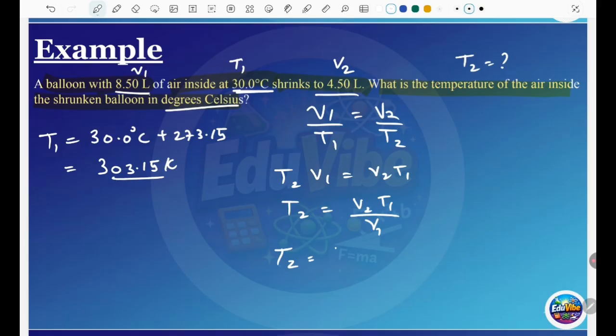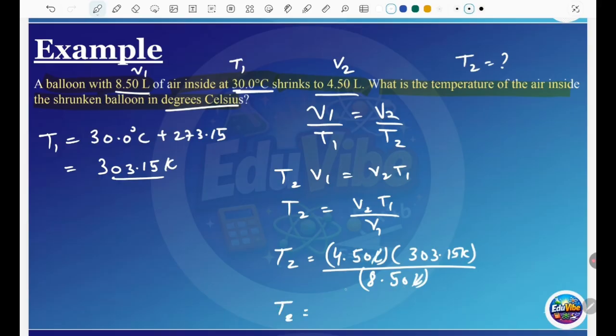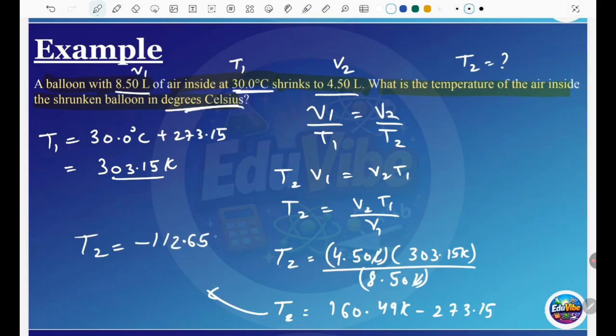V2 is 4.50 liters, T1 is 303.15 Kelvin, and V1 is 8.50 liters. The liters cancel out. You get T2 about 160.49 Kelvin, but now you want this in Celsius, as they mentioned. So you have to subtract 273.15, and when you do this, you get T2 about minus 112.65 degrees Celsius. Rounded, it's minus 113 degrees Celsius.